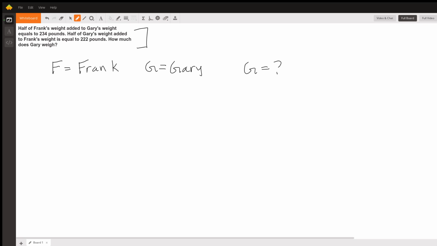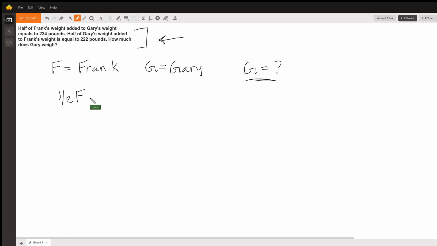Let me go to my board, and here we go. So probably the hardest part of this question is going through and figuring out what all of this says. We're going to let F equal Frank's weight and G equal Gary's. You're looking for the value of Gary's weight. So here we go. Let's start reading.